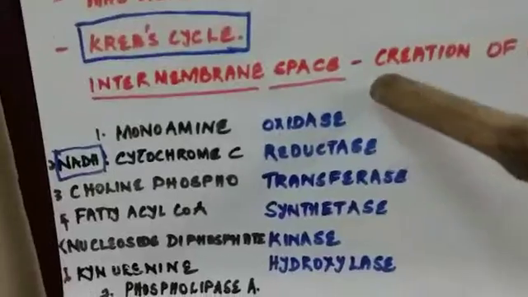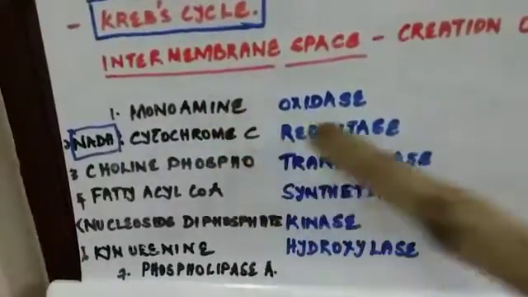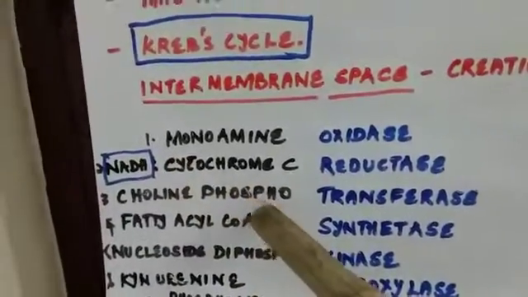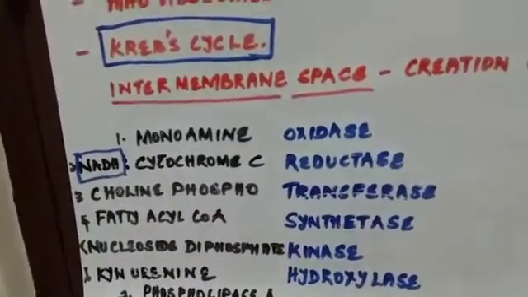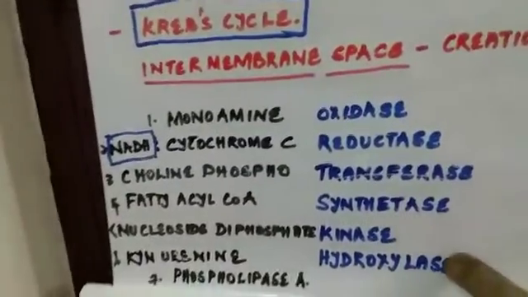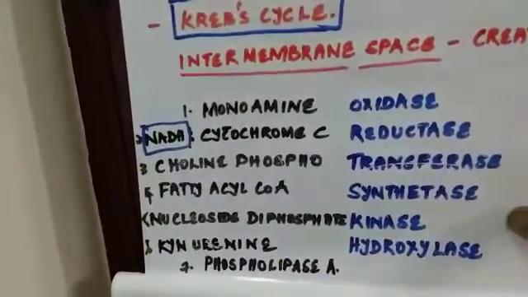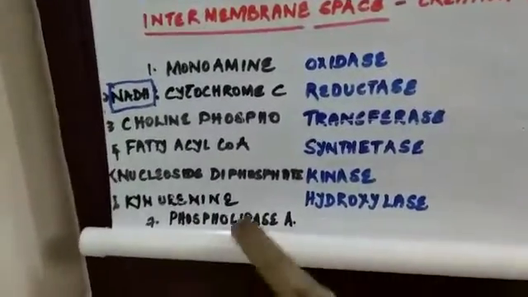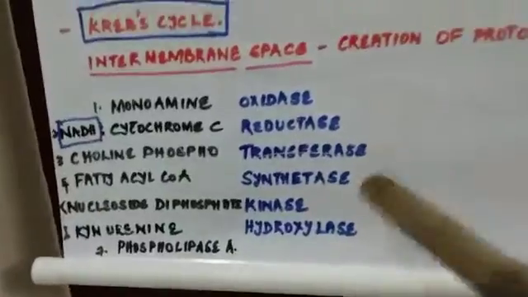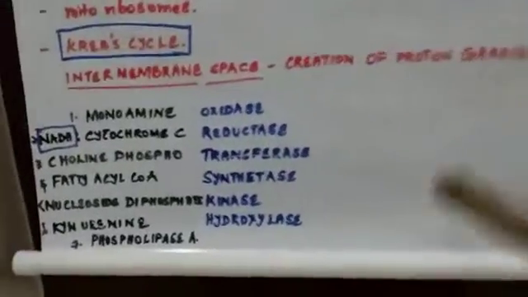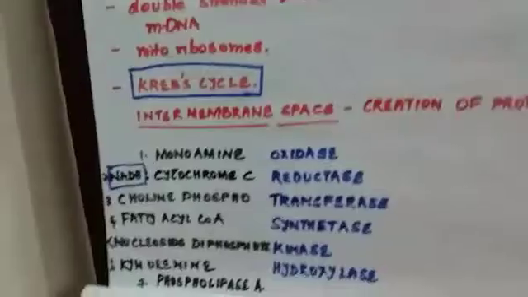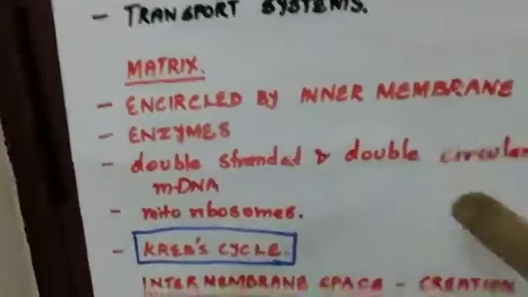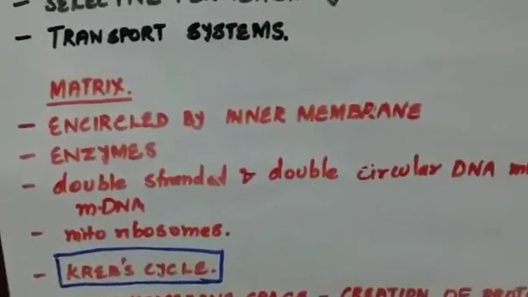So monoamine oxidase, cytochrome C reductase, transferase, some lipid helps in transfer, so you have choline phosphotransferase. Then you have one that synthesizes fat, so fatty acyl CoA synthetase. Then nucleoside diphosphate kinase, kynurenine hydroxylase, and phospholipase A. In addition to this, you have enzymes present in the intermembrane space as well as in the matrix. This we'll talk about later.